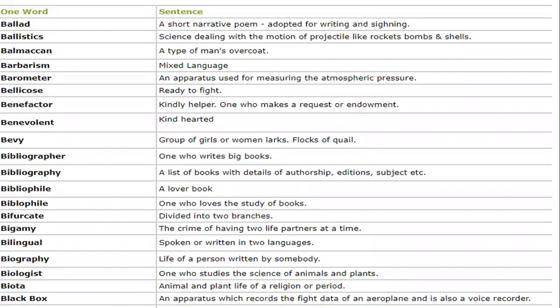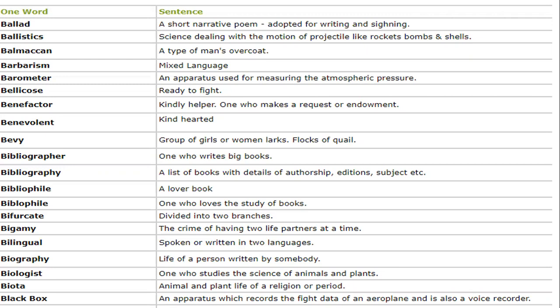Then coming to the letter B, a ballad. What is a ballad? A short narrative poem adopted for singing. Ballistics, science dealing with the motion of projectiles like rockets, bombs, and shells. Balmoral, a type of man's overcoat. It is half leg. Barbarism, mixed language. Barometer, instrument for measuring atmospheric pressure. Bellicose, ready to fight.